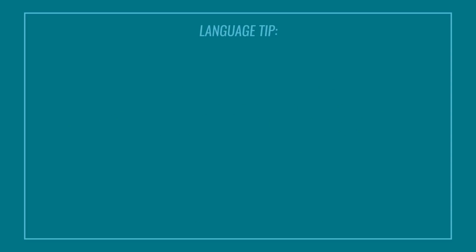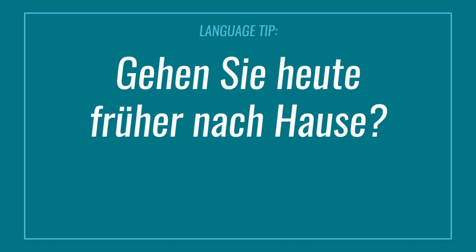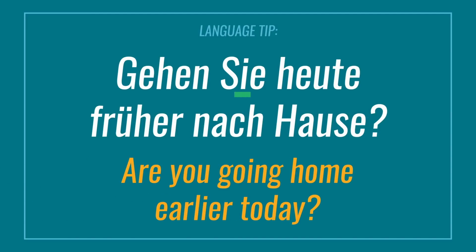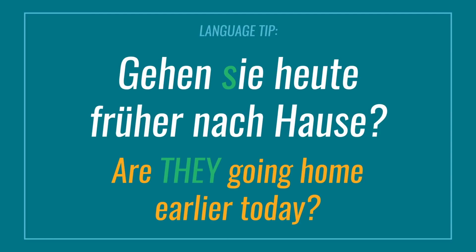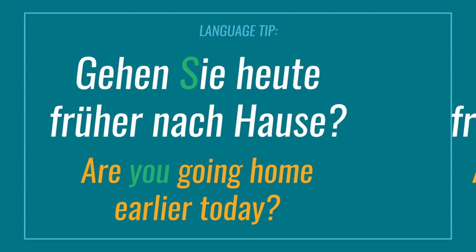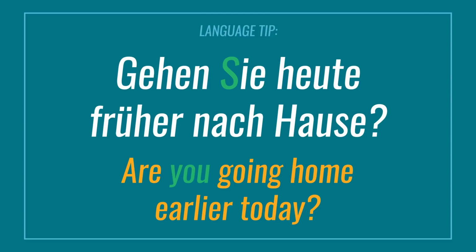Another example is, gehen Sie heute früher nach Hause? Which means, are you going home earlier today? In this case, the Sie is the formal you and is used to ask a person a question. Here, the listener has to pay attention to the context. If someone was pointing at a group of people leaving the office and said, gehen Sie heute früher nach Hause? It would mean, are they going home earlier today? But if they're looking straight at you, you know they're asking about you.